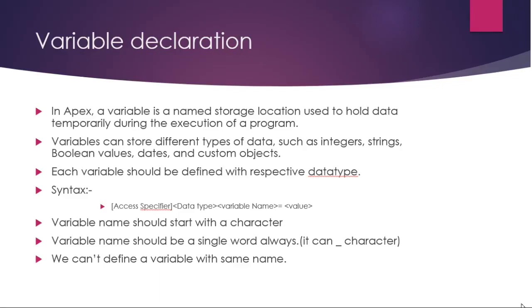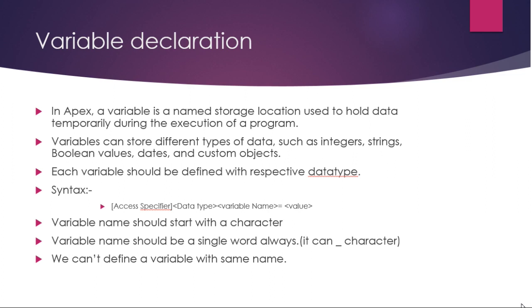Variable declaration in Apex. So a variable is a temporary location we use to store different types of data types in Apex. So we can store integer values, string values, Boolean or custom object values also using these variables.